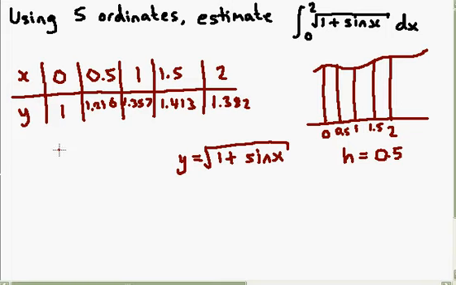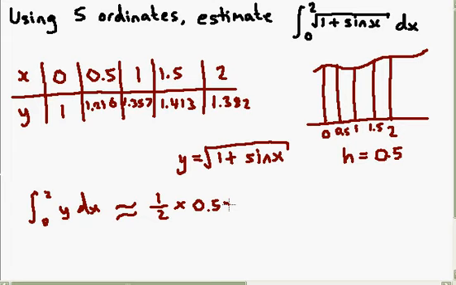Okay, the formula is in the formula booklet. So, the actual integral from 0 to 2 of y dx, where y is the square root of 1 plus sine x, of course, that's roughly equal to 1/2 times h, the height, 0.5, times the first term, which is 1, plus the last term, which is 1.382, plus 2 lots of the rest.